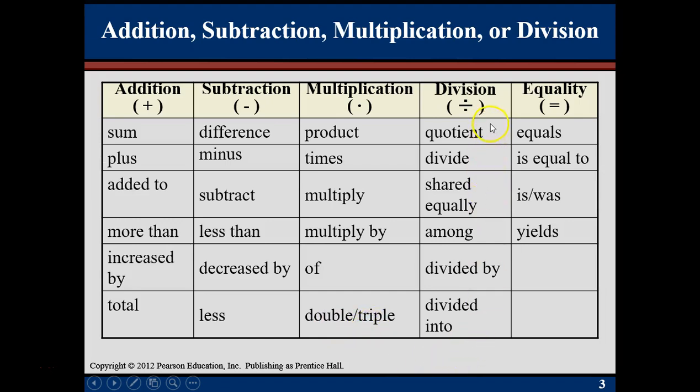The answer to a division problem is a quotient, so the quotient of two numbers means to divide. You may also say divide, shared equally among a number of people, or divided by, or divided into. Last, you also need to know where to put the equal sign, and so it may say equals, equals to, is, or yields. Let's look at some examples.